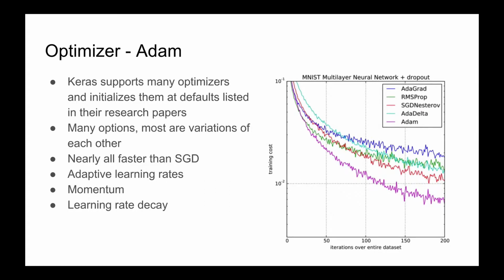Keras has a lot of built-in optimizers. We found that most of them were kind of like some variation of the other, but in general, we found Adam to give us the best performance while letting us also run fewer epochs.